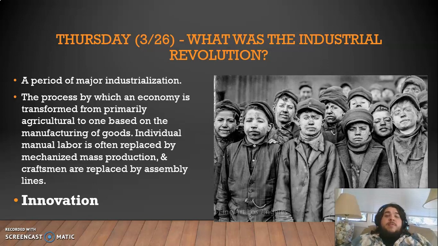This is a period of major industrialization, right? The using of mechanical things in warehouses and whatnot to take raw materials to finished products, right? Our definition was the process by which an economy is transformed from primarily agricultural to one based on the manufacturing of goods. Individual manual labor is often replaced by mechanized mass production, and craftsmen are replaced by assembly lines. And if you remember, our key word for the Industrial Revolution was innovation. When you think Industrial Revolution, think innovation.